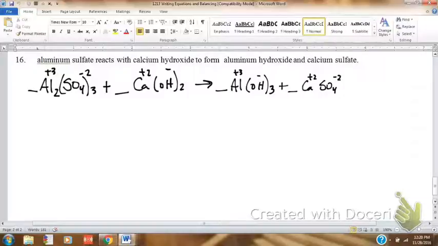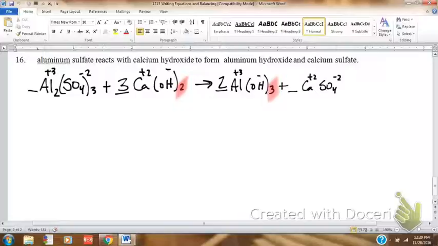Now we're going to balance. I have a choice. I've got sulfate, polyatomic, or hydroxide. Polyatomic, I'm going to choose the hydroxide. The reason being is I have 2 on my reactant side, and I have 3 on the product side, and the only way to get that is the least common multiple of 6. So I need 3 moles of calcium hydroxide on the reactant, and I need 2 moles of aluminum hydroxide on the product. So I fixed my hydroxides.